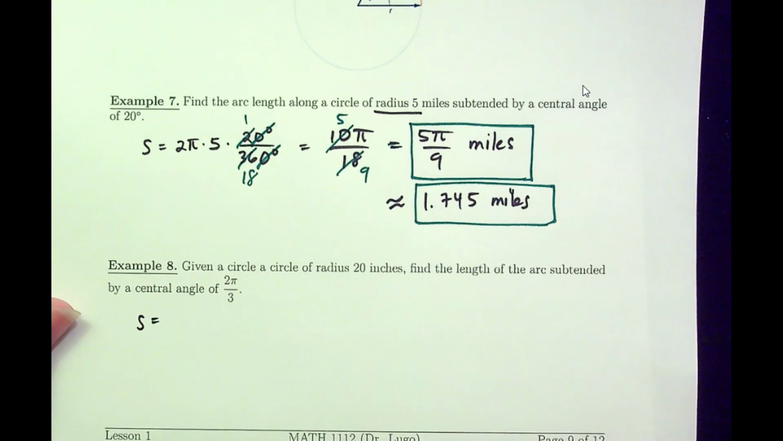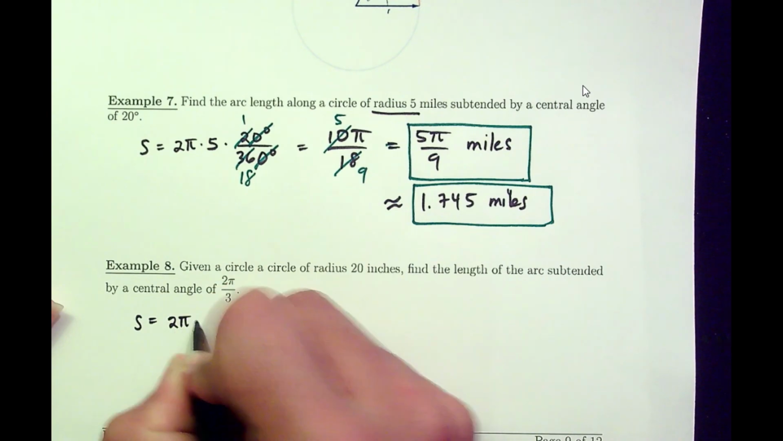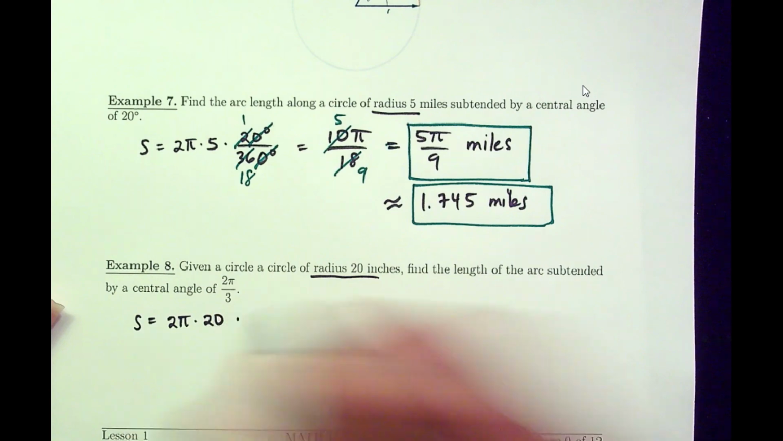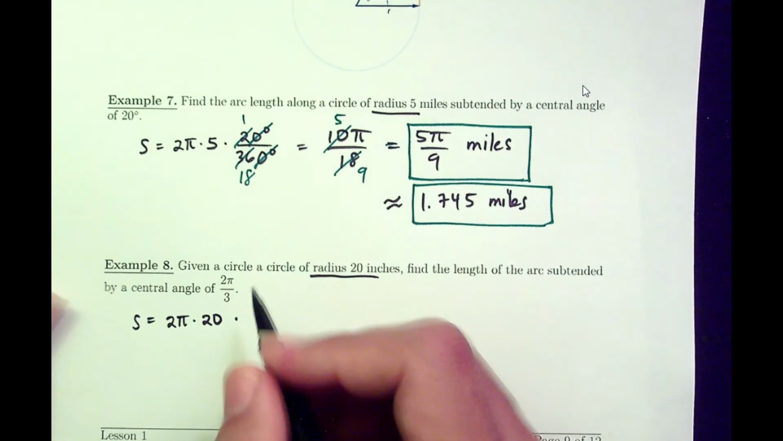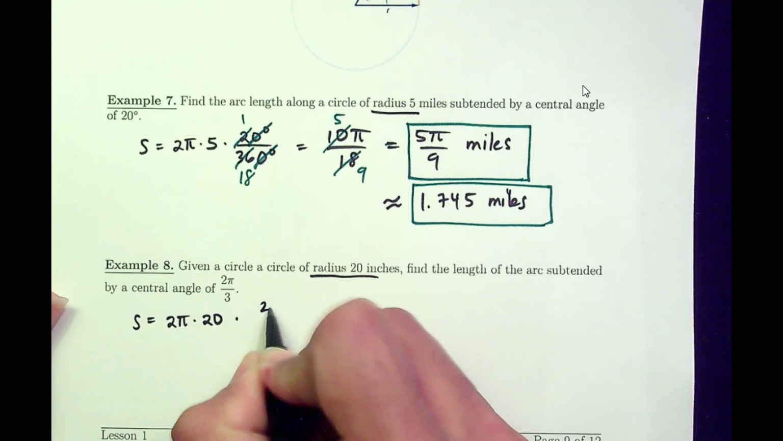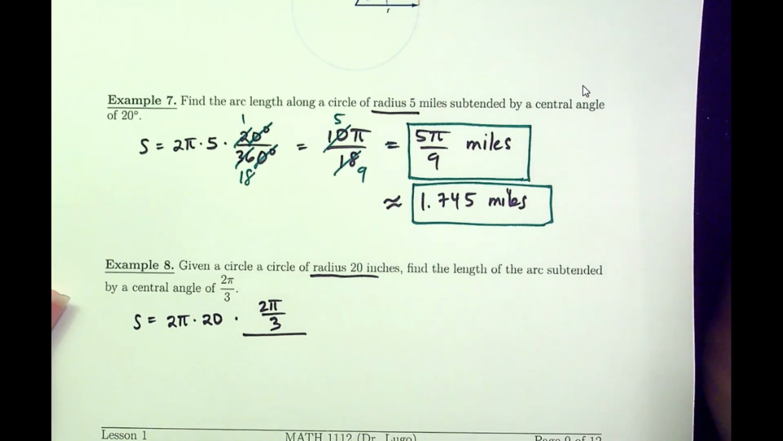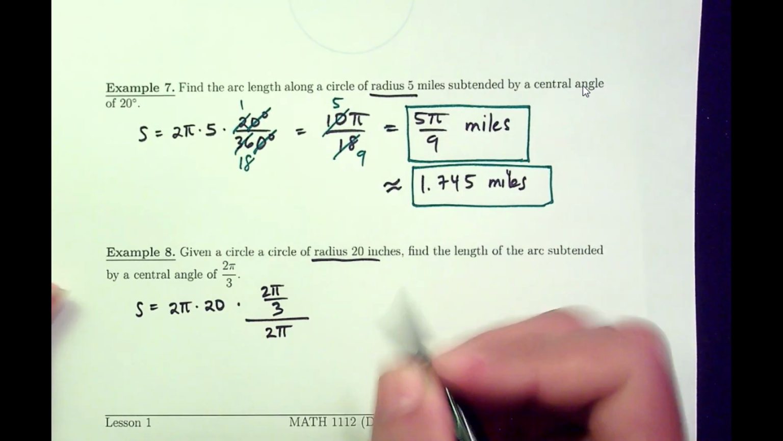So first step is find 2 pi r. So 2 pi times r, the radius is 20 inches. So 2 pi times 20. And then we're going to multiply by the fraction that corresponds to the angle. The angle is 2 pi over 3. And then you divide by the total. It's in radians, so the total is 2 pi.